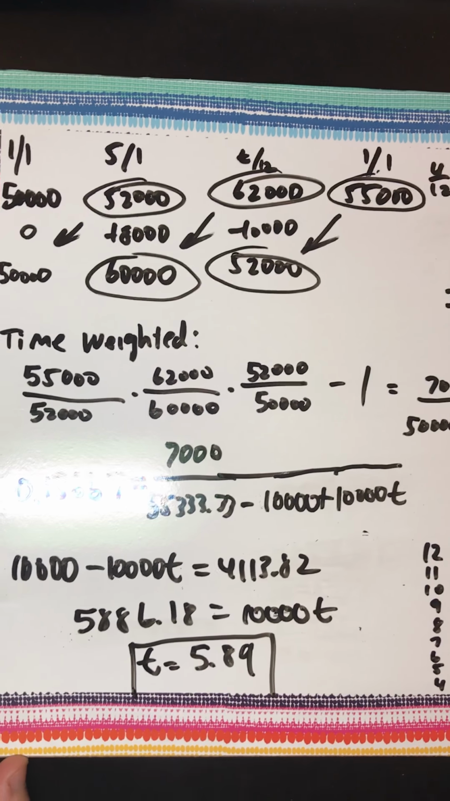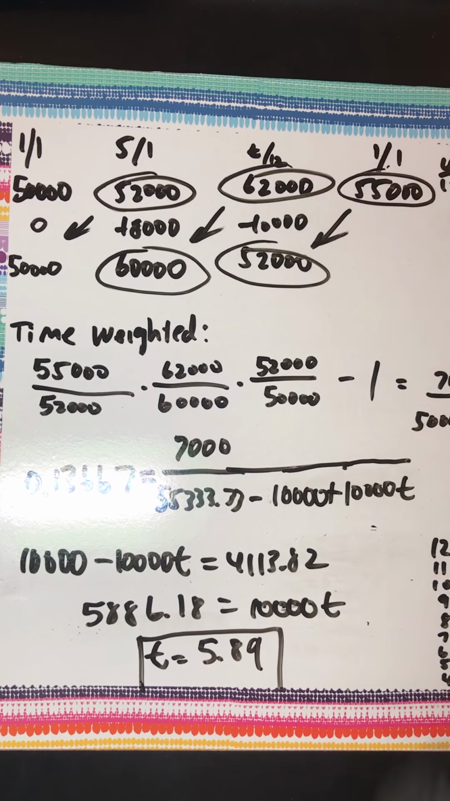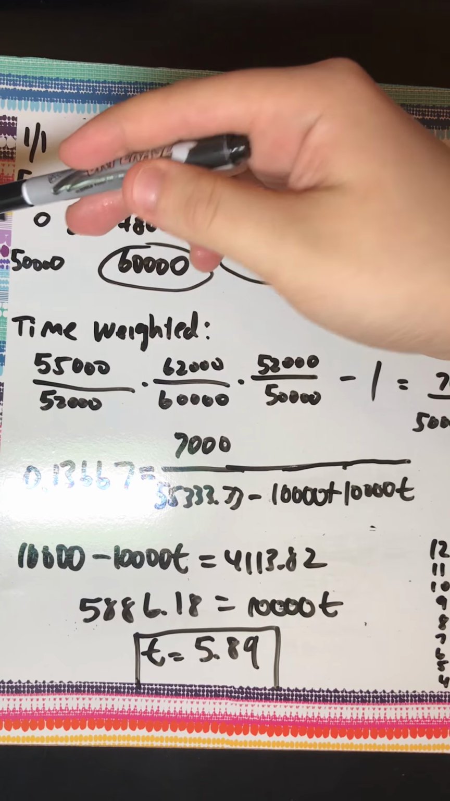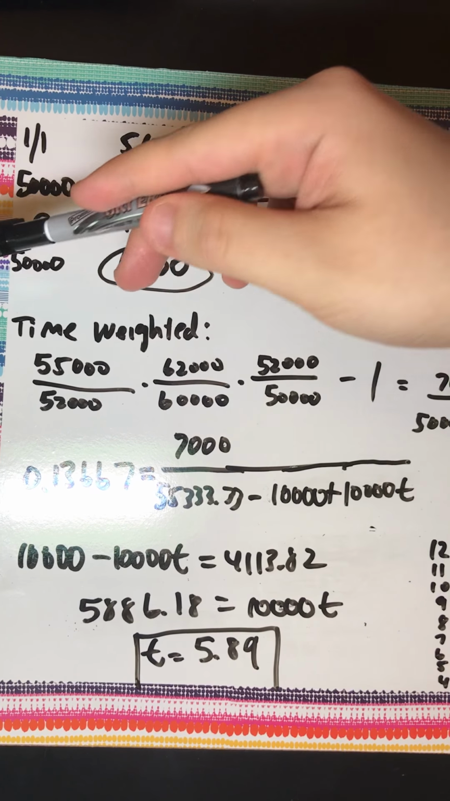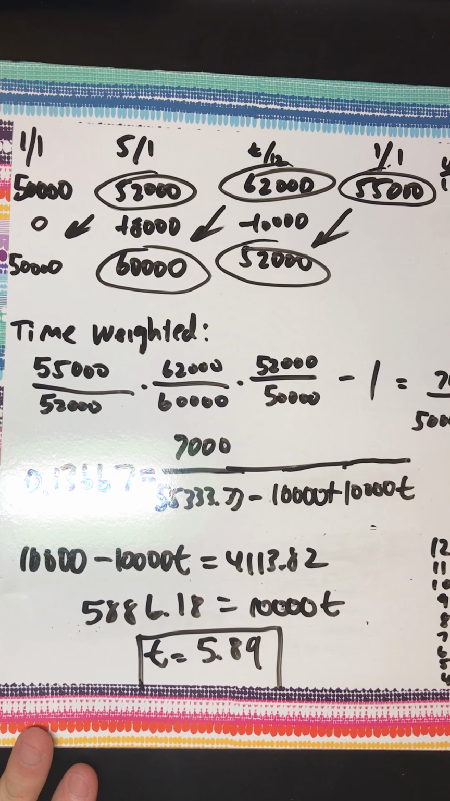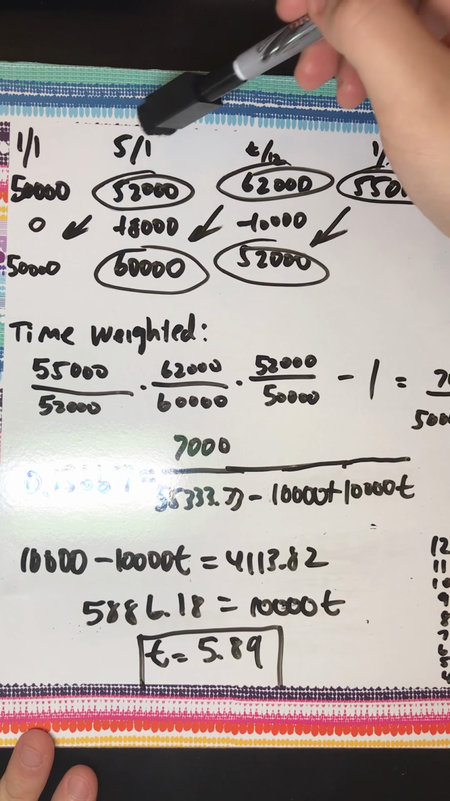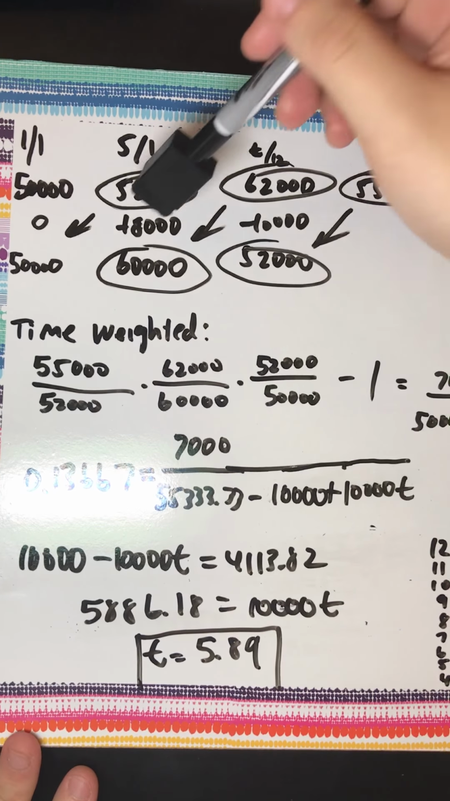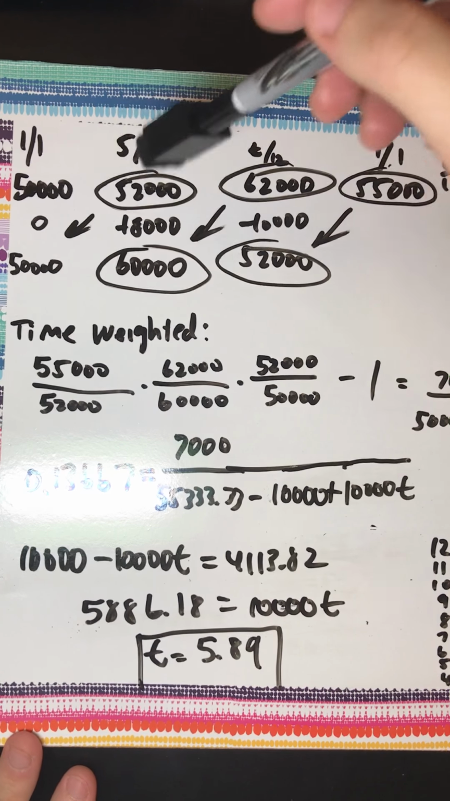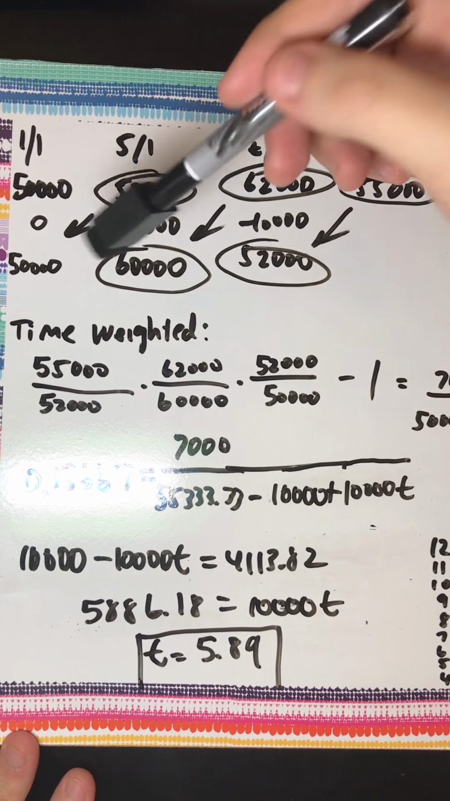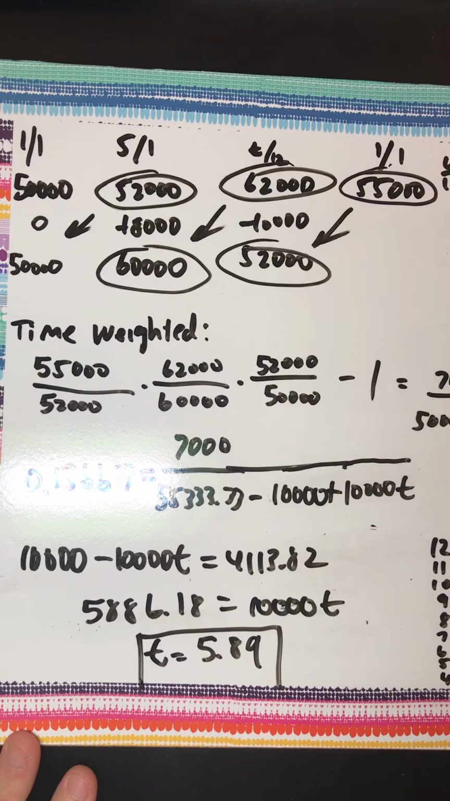The problem starts off with January 1st, the investment account is worth 50,000. So I put 50,000 here, there's no deposits or withdrawals, so the end balance is 50,000. Then on May 1st, the value has increased to 52,000. So we put 52,000 here, and 8,000 of new principal is deposited. So when you do 52,000 plus 8,000, we get a total balance of 60,000 on this month.